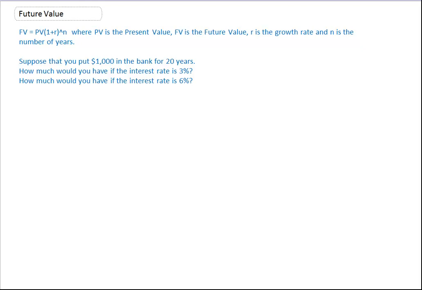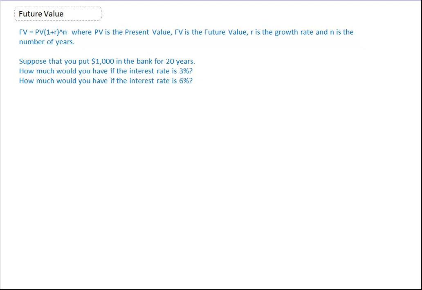Hello, I'd like to talk to you about future value. The formula for future value we have right up here. Future value is equal to present value times 1 plus r raised to the n. R is the growth rate. So you're taking 1 plus the growth rate times number of years.